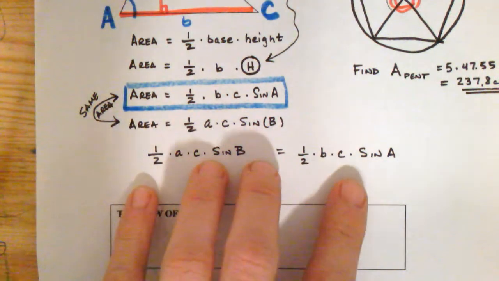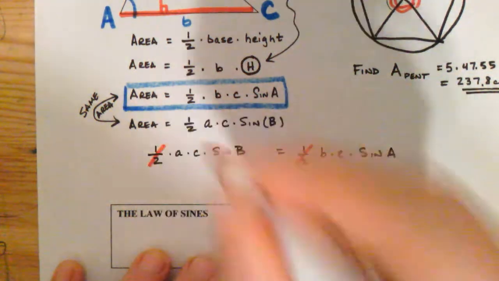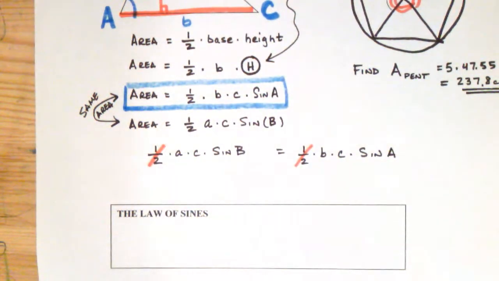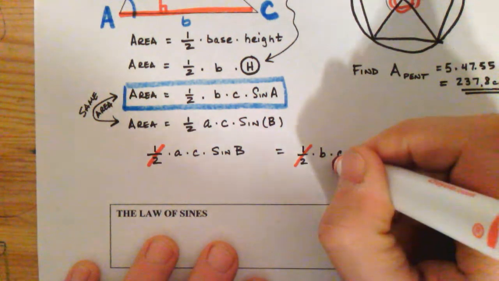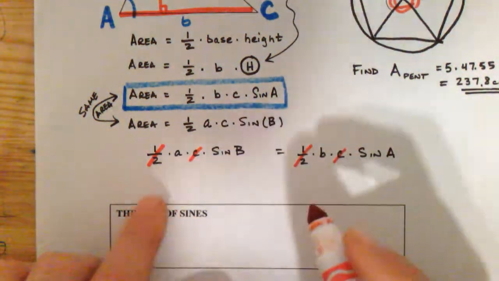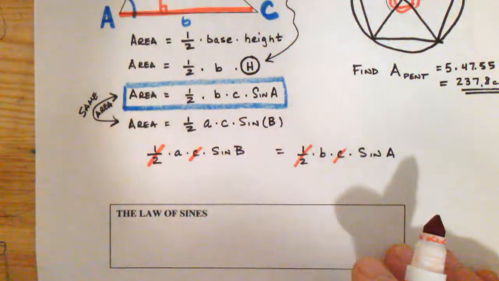And I can't help but notice that on those two sides of the equation, both sides have a 1/2. So I'm going to divide that 1/2 away. And then I can't help but notice that they both have a C. So I'm going to divide that C away. And we're left with A times sine of B is equal to B times sine of A.